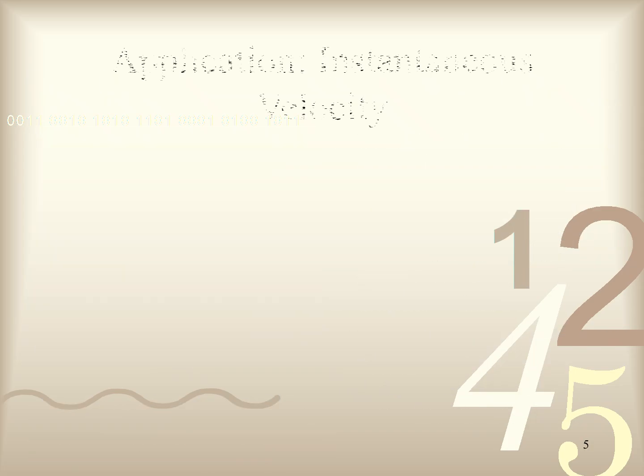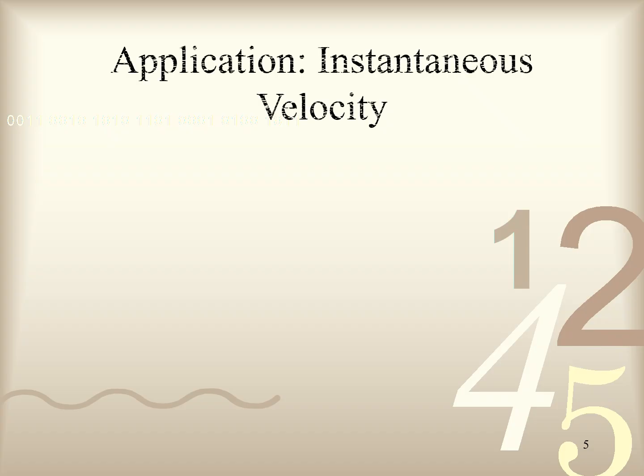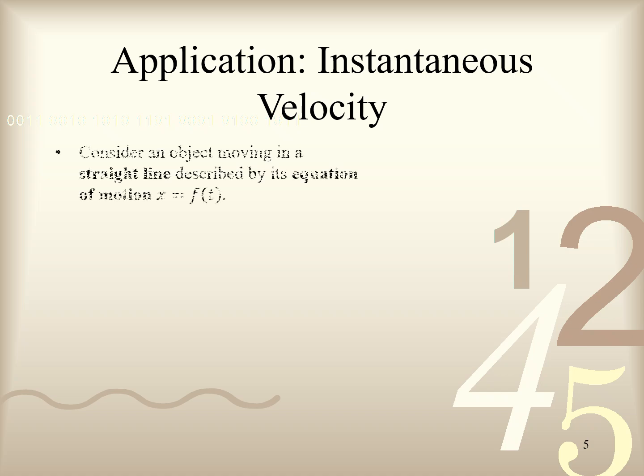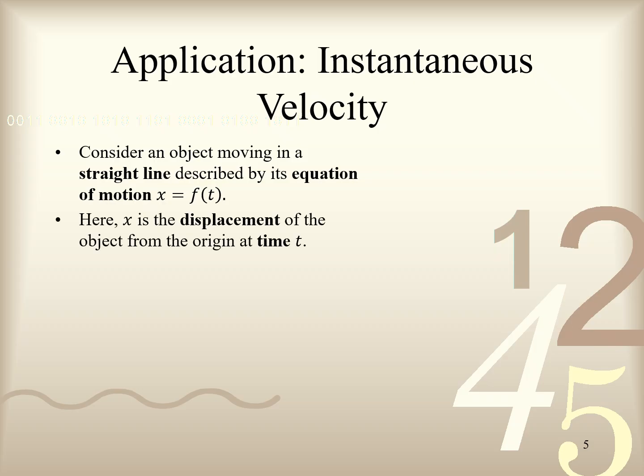Now, let's examine an application of the derivative from Newtonian physics, namely, instantaneous velocity. Consider an object moving in a straight line described by its equation of motion, x equals f of t. Here, x is the displacement of the object from the origin at time t. Also, f of t is called the position function of the object.